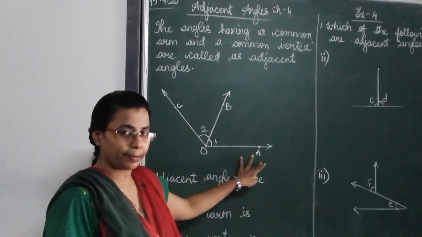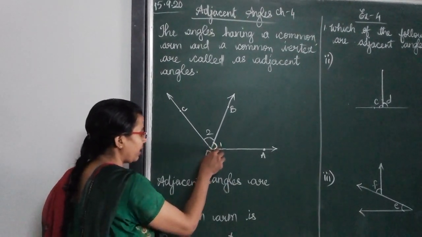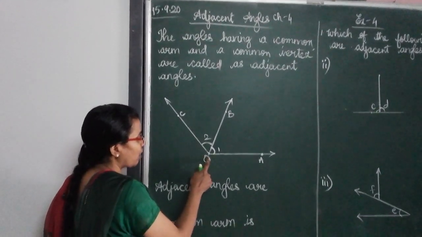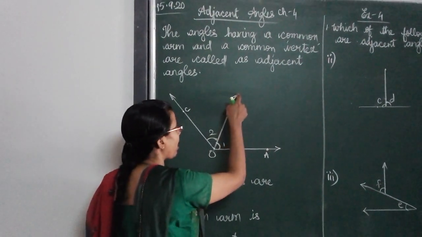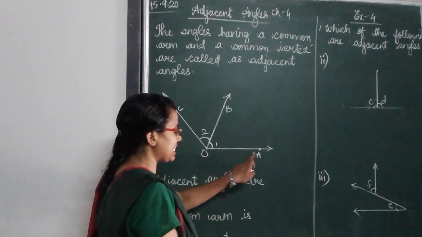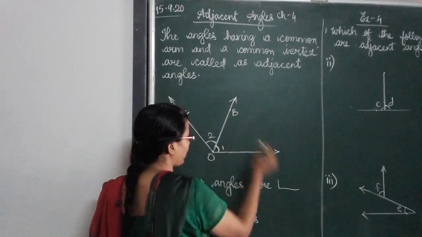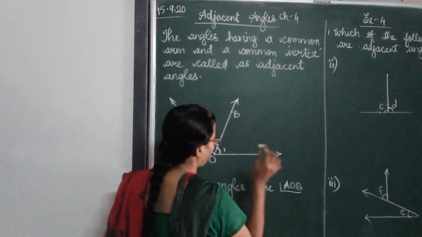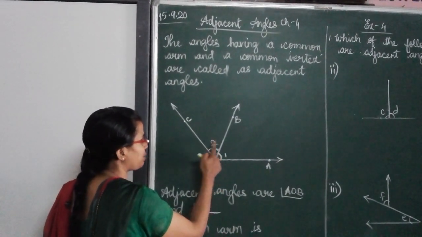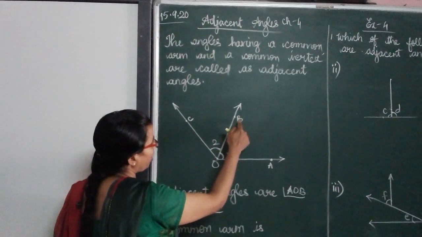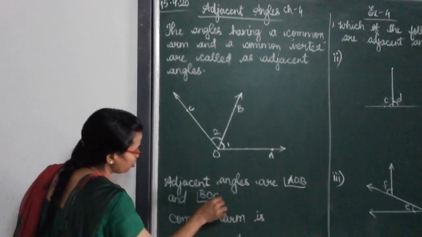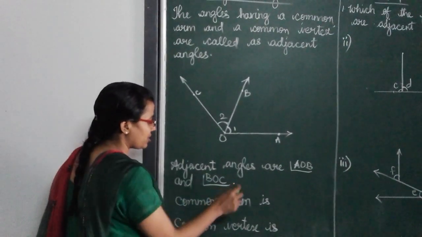So here there is a figure. In this figure, angle 1 and angle 2 are adjacent angles. Why? Because they have a common vertex and a common arm. So let us write what adjacent angles are. Let us start from this side. AOB is one angle and the other adjacent angle. Adjacent means beside. The beside angle of 1 is 2, which is BOC. Angle BOC is the other adjacent angle.